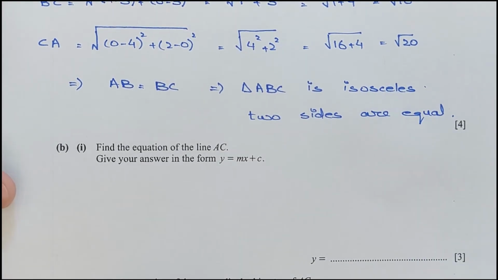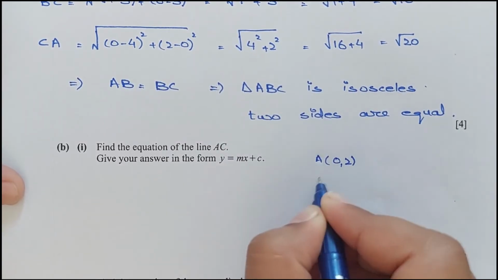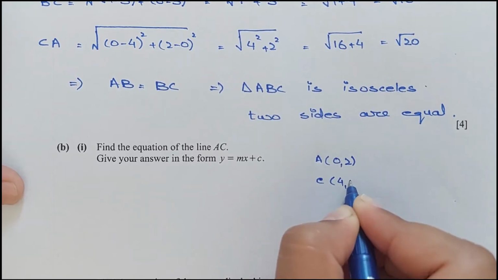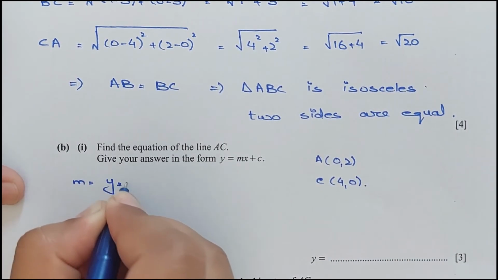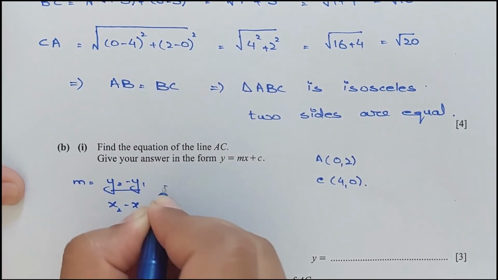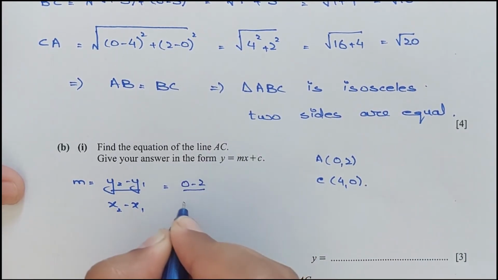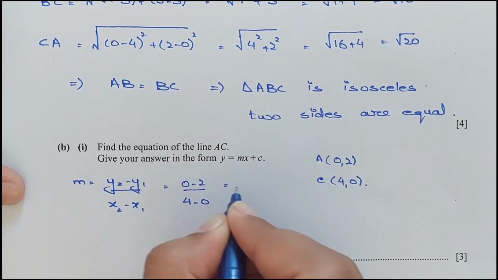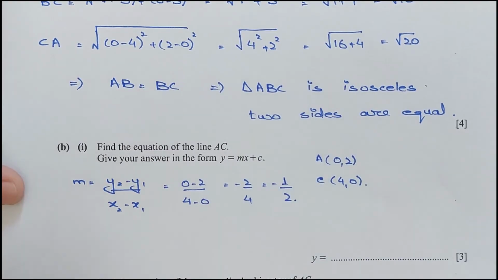So the equation of line AC, we have A which is (0, 2) and C which is (4, 0). So let me find m, that is the slope, y2 minus y1 over x2 minus x1. So y2 minus y1, 0 minus 2, x2 minus x1, 4 minus 0. This is negative 2 over 4, which is minus 1 by 2. That is the slope. And y equals minus 1 by 2 x plus c.